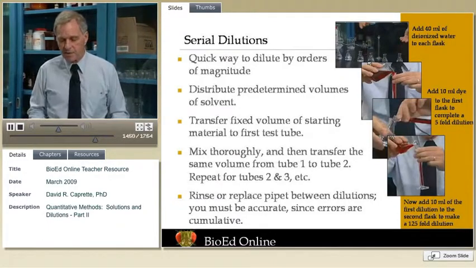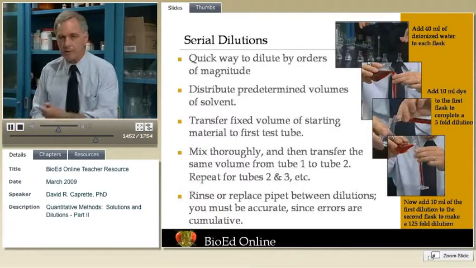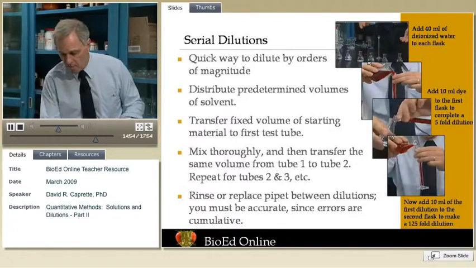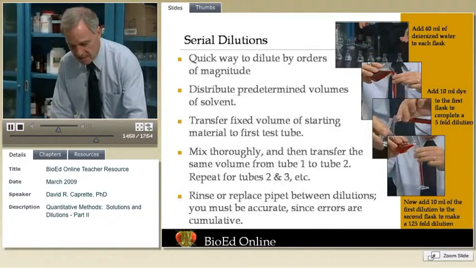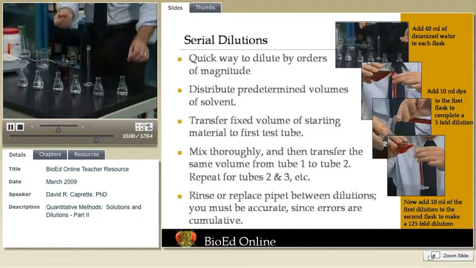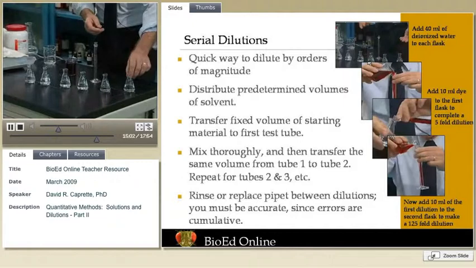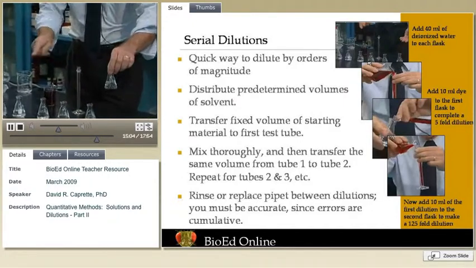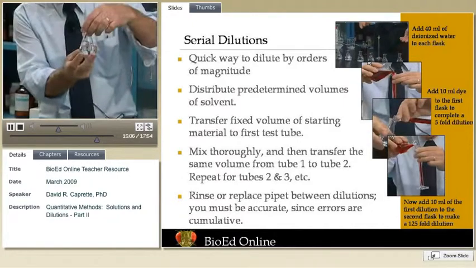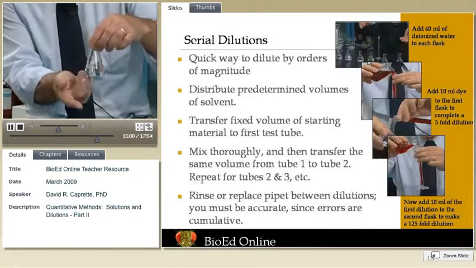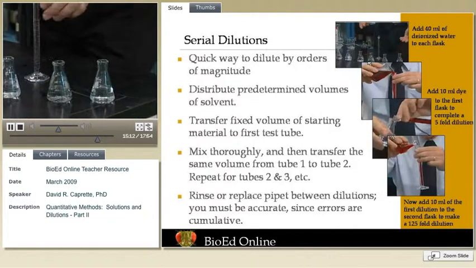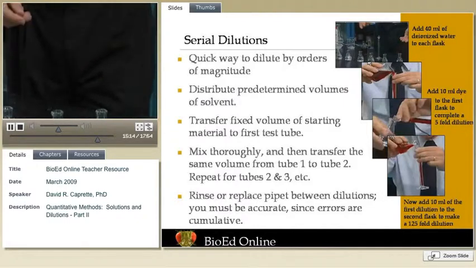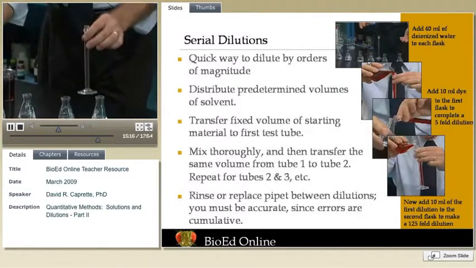I'm going to demonstrate serial dilutions using the dye solution that I showed you a while back. I think it was in part 1, as a matter of fact. To begin, I'm going to dilute my dye in water. To begin, I took 6 small 50 milliliter Erlenmeyer flasks and to each one I added 40 milliliters of deionized water. I'm going to use a 10 milliliter graduated cylinder to make my measurements.